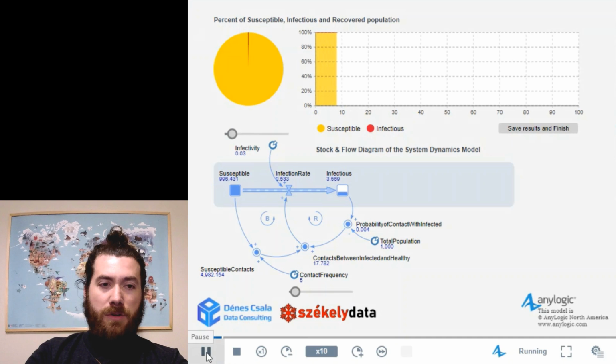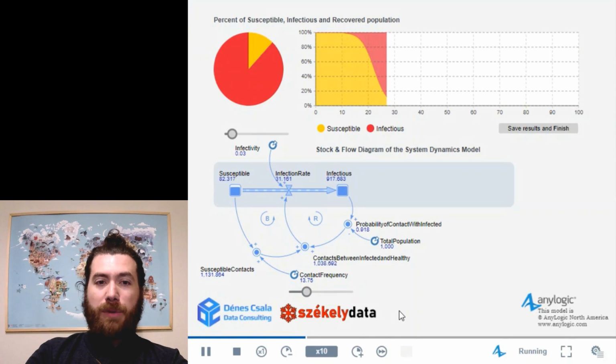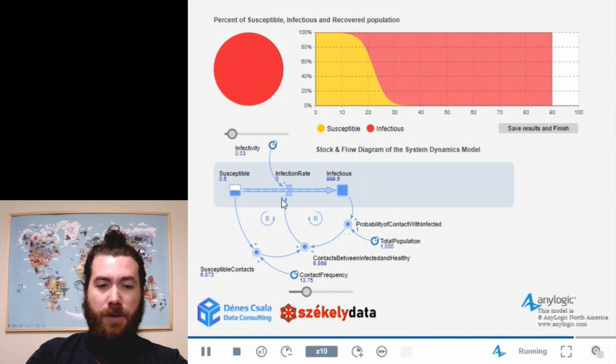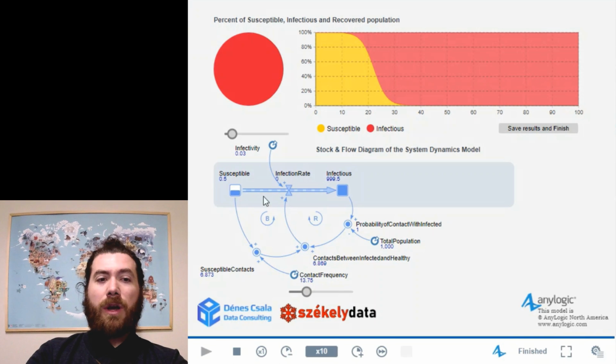And then this is also true if we increase the contact frequency. So if we increase the contact frequency to a much higher value, then of course the entire population gets infected again much quicker. And then the effect of the higher contact frequency or a higher infectivity on the infection rate in our toy model is pretty much the same.